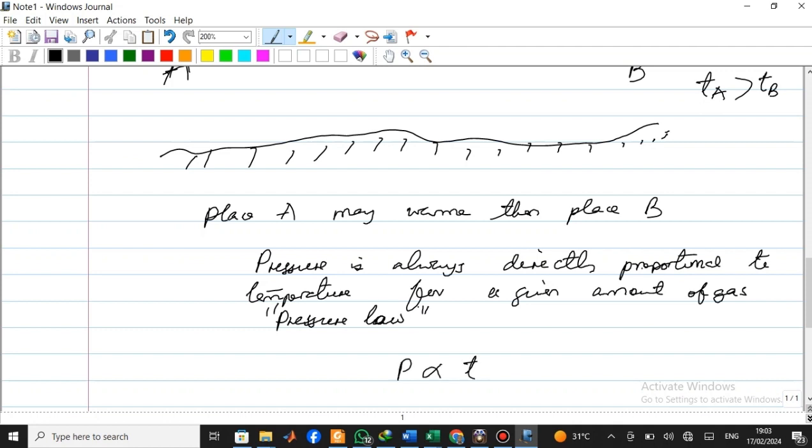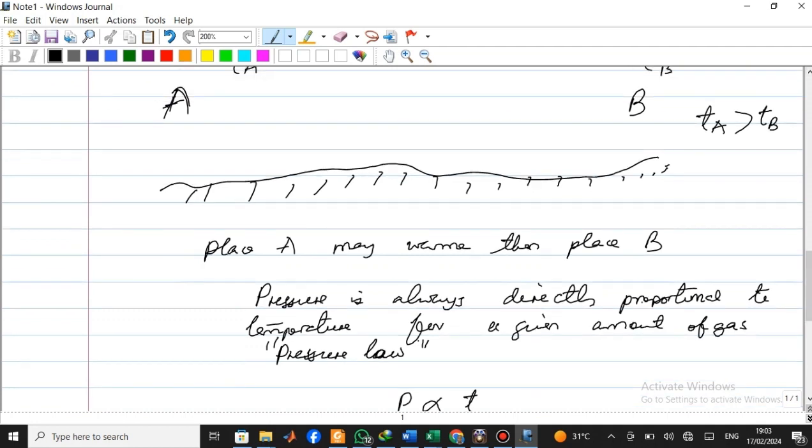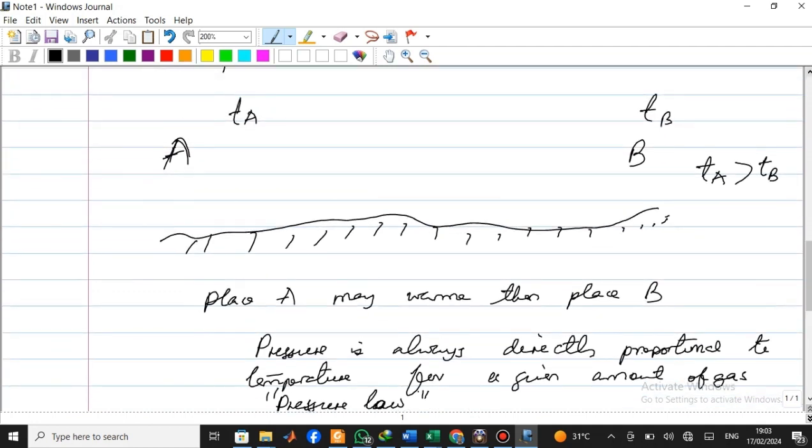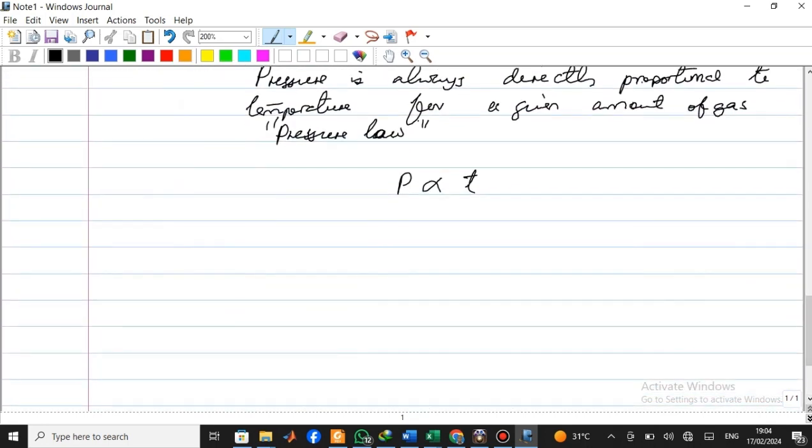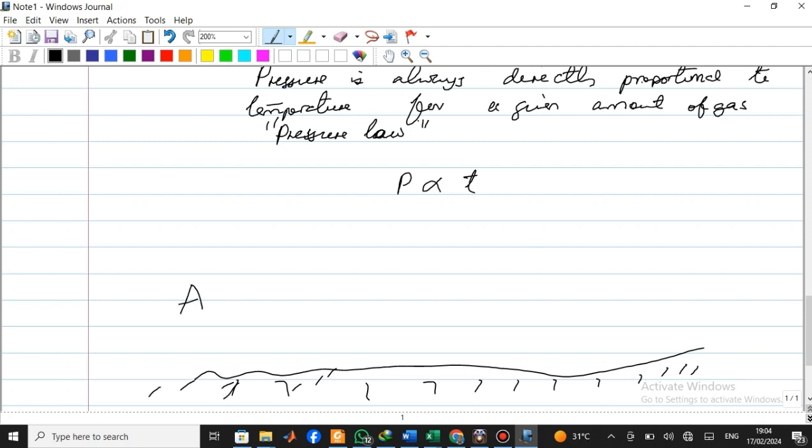We have seen that the place A. Let me draw so that you can easily visualize. This is a range, and this is place A, this is place B. We say the temperature of A, and this is the temperature of place B. We have assumed that place A is warmer than place B, so the temperature of A is greater than the temperature of B.